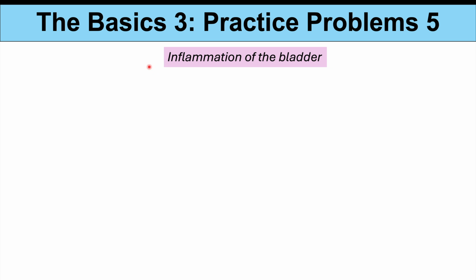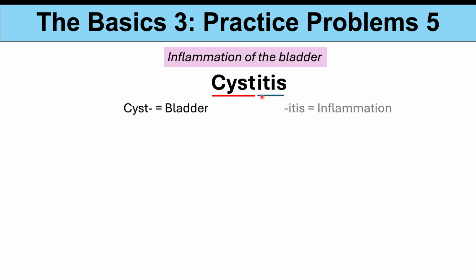You might know the suffix for inflammation, but we'll start from the beginning of the word. The first part is going to be cyst. This actually refers to the bladder. And you may already know this suffix because we've talked about it in this lesson. Inflammation is the suffix itis. So inflammation of the bladder is cystitis. This is something we can get with a UTI, for instance.